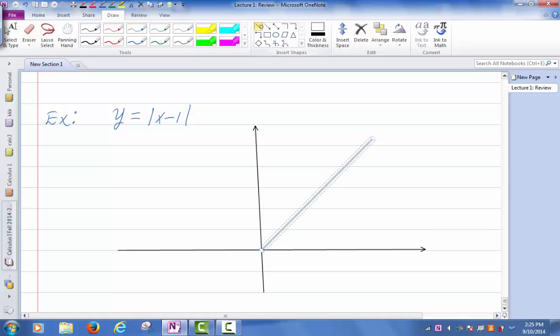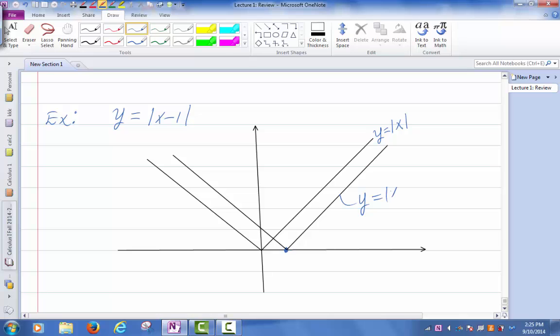So what would be the graph of this one? Well, this is y equals absolute value of x. And the graph of this one would be a shift toward what? To the right by 1 unit, right? So this guy will go to this point here, let's say. And so what I get is this and this. So this one here, that's the absolute value of x minus 1. Okay.